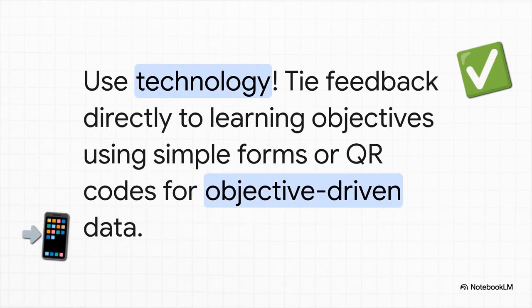But here's the good news. The fix for this is surprisingly simple. Use technology. Create a simple Google form, list out your learning objectives one by one, and just ask participants to rate how well each one was met. You can throw a QR code up on your final slide, and in less than 5 minutes, you get powerful, objective-driven data that can actually help you make the program better.